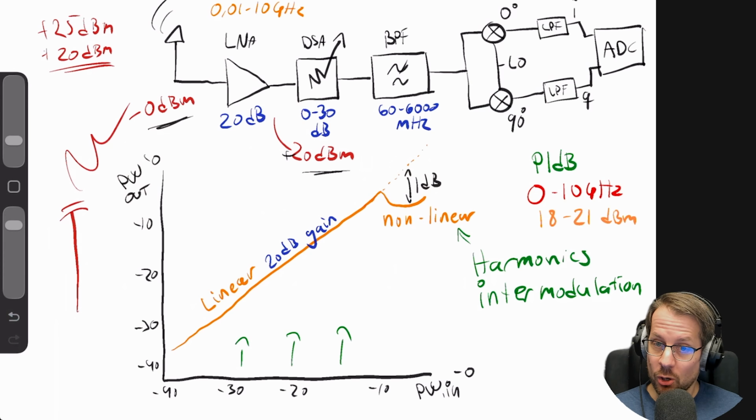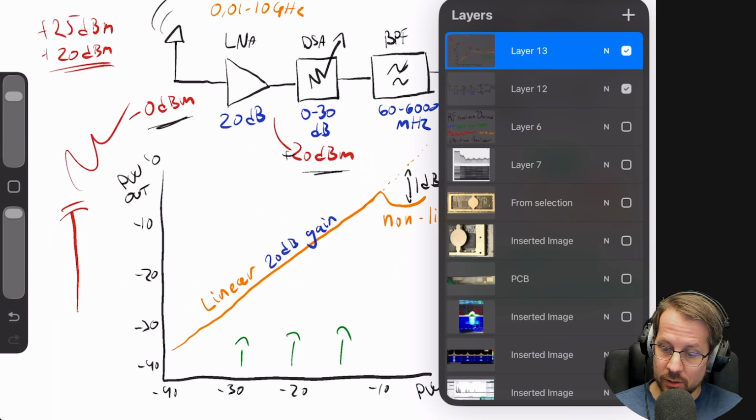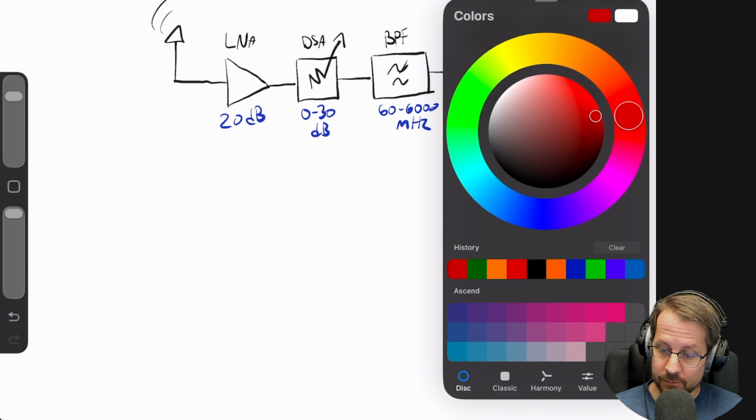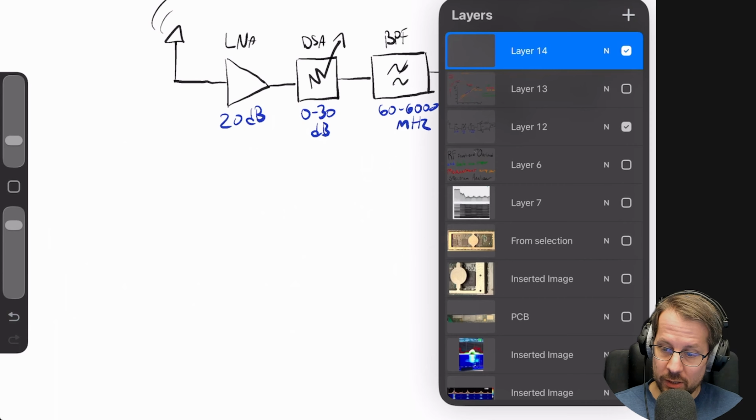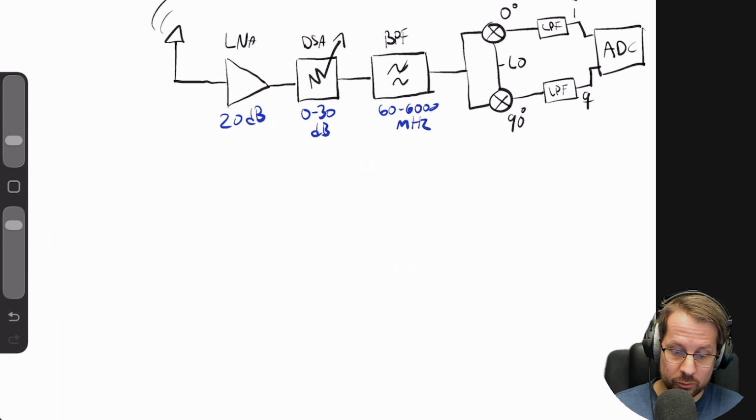So for those who are not familiar with harmonics or intermodulated products, let me show you quickly what that looks like. So let me add a new layer. Now let's first do harmonics.